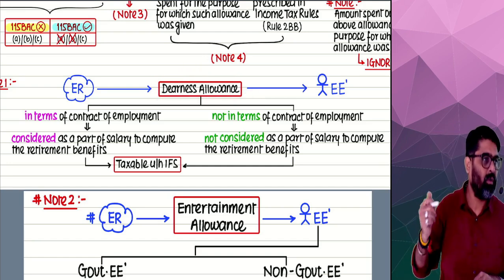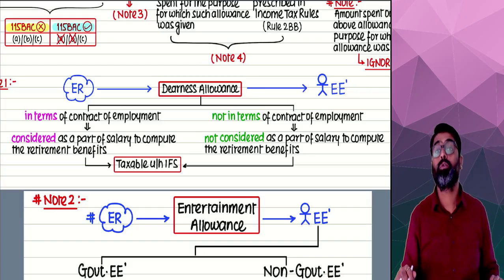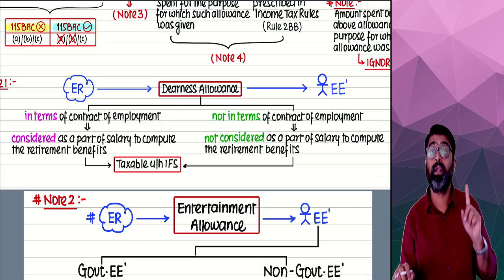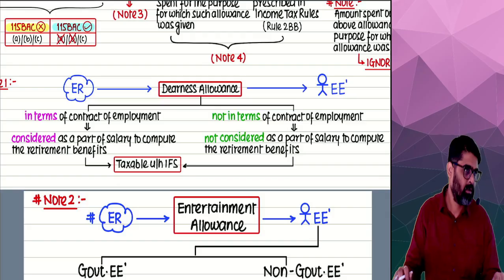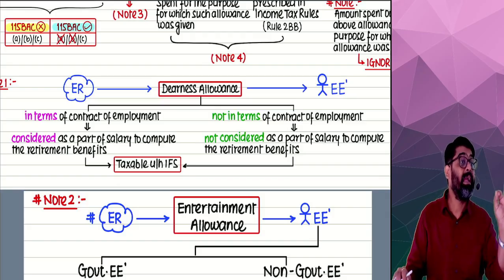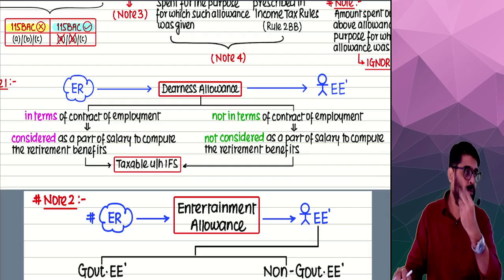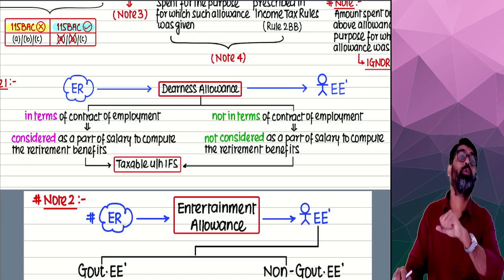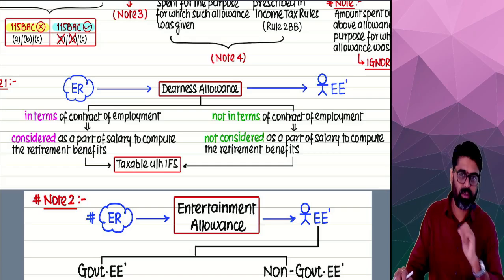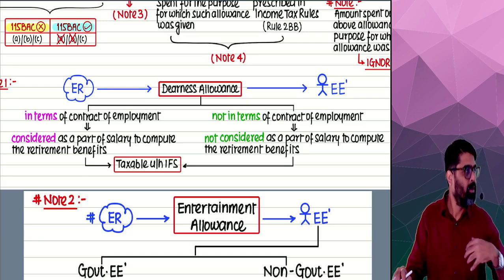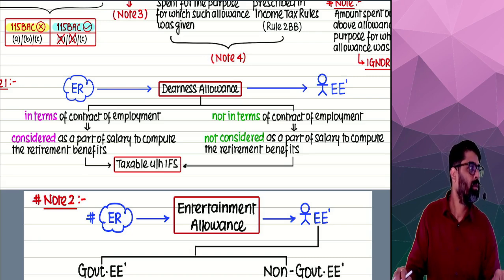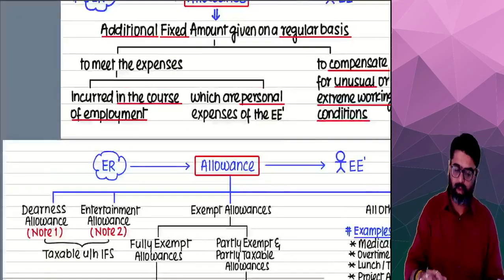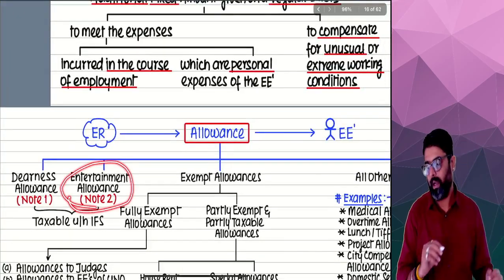Now see, in many calculations we are going to use full DA. In many calculations we are going to use only DA in terms. But in a few calculations we'll take not in terms also, meaning we'll take full DA. That we are going to see later on. But see, your employer right now is giving you DA in terms or DA not in terms, it will always be taxable. Yes or no? Okay.